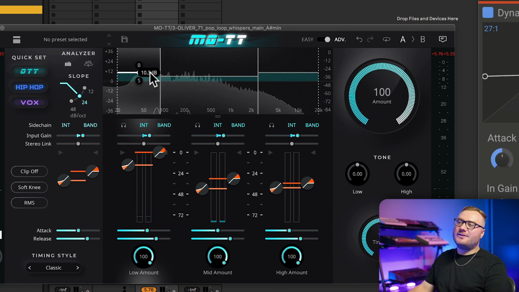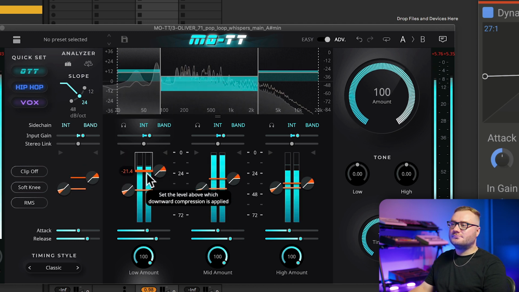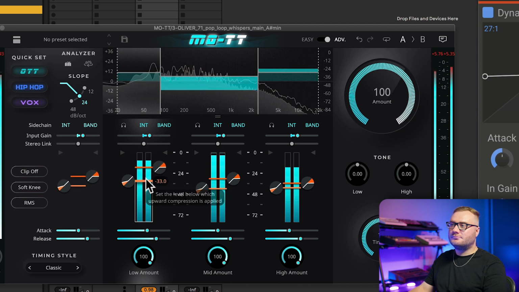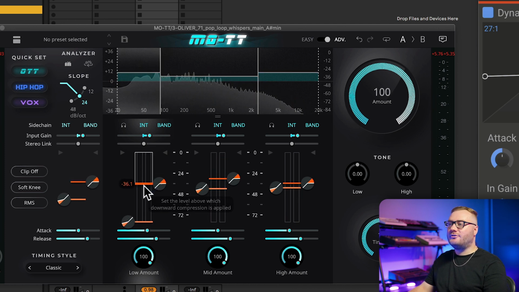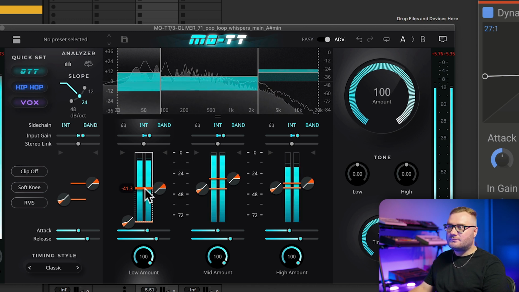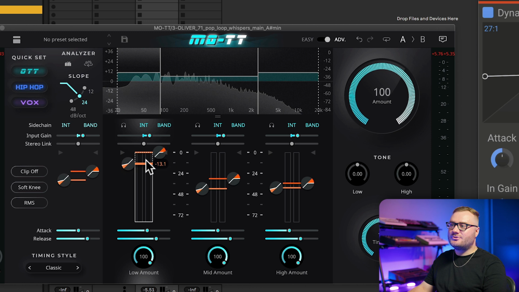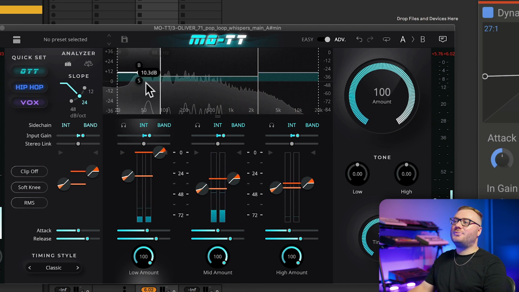You can also see on the analyzers that sometimes the signal is turned down, sometimes it's turned up, based on where we have our threshold set. So on this low band, we can see that when it crosses over this above threshold, we're getting gain reduction. However, if we turn up the threshold on the below, it's actually turning up the low frequencies.